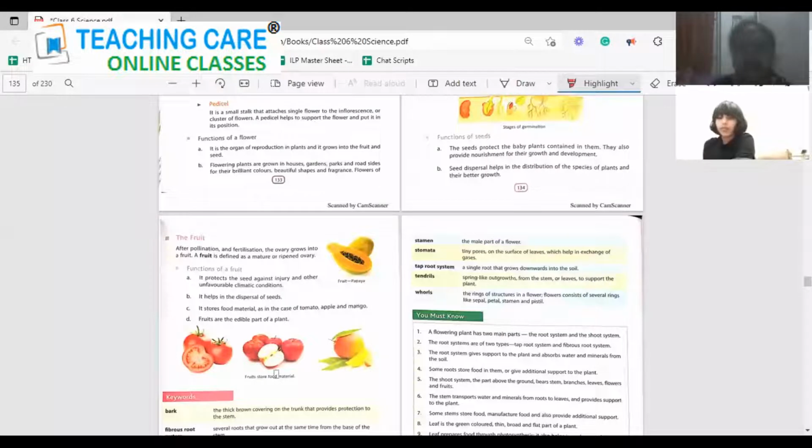So what is the function of a fruit? Can you read that? It protects the seed against injury and other unfavorable climatic conditions. It helps in the dispersal of seeds. It stores food material, as in the case of tomato, apple, and mango. Fruits are the edible part of the plant.